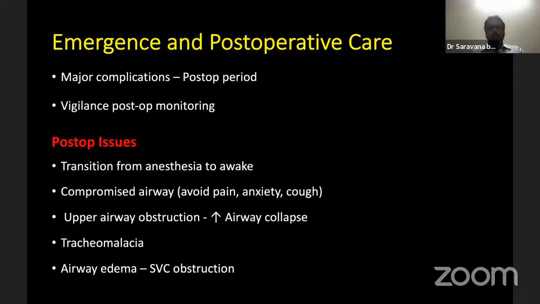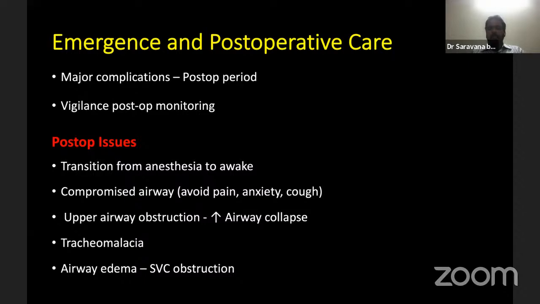As soon as the surgery is over, most of the major complications may occur in the post-operative period. So these patients may need vigilant post-operative monitoring. The post-operative issues may occur because we are making the patient transition from anesthesia to the awake state, and there is always a compromised airway. So you should avoid pain, anxiety, and cough because they may cause further issues in the compromised airway. They may increase breathing and airflow, and already there is an airway collapse with turbulent flow inside the airway. And if there is partial sedation, which may cause an upper airway obstruction, it may further increase the negative pressure and cause increased airway collapse.